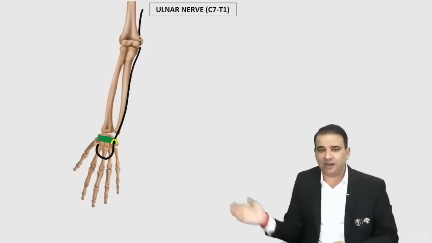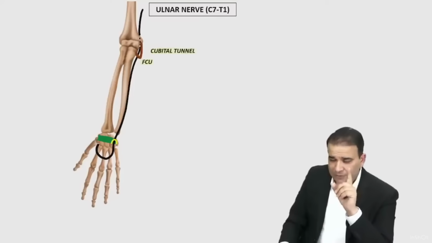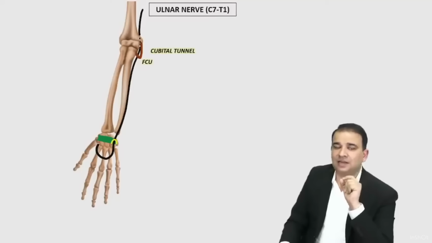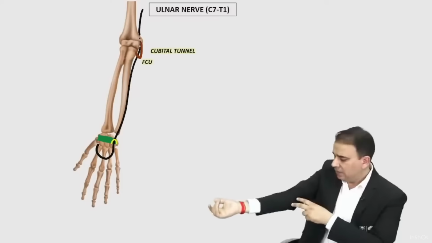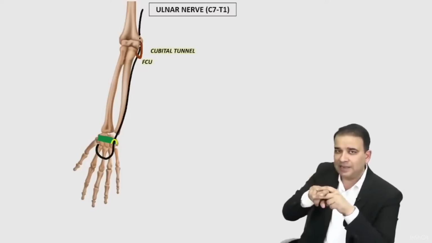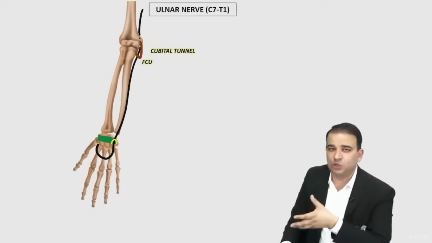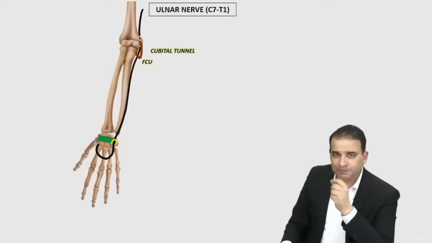And then it makes an arch in the hand. Now guys, the ulnar nerve first of all runs between the two heads of flexor carpi ulnaris. Look at that muscle, FCU, over there. So there are two origins of flexor carpi ulnaris. So it is passing between those two origins, and that space or tunnel is called the cubital tunnel. The ulnar nerve can get compressed there also. That is called cubital tunnel syndrome.